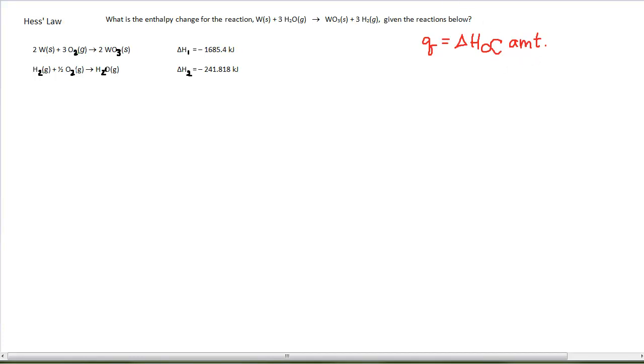We also learned early on that the Q of a forward process was equal to the negative Q of the reverse process. We see that in our calorimetry problems. If you lose heat from something in your calorimeter, it is absorbed by the other thing in your calorimeter. So a forward process and a reverse process have exactly the same numerical value of heat, but one of them is releasing the heat, the other is absorbing the heat. We also saw that in our last video.